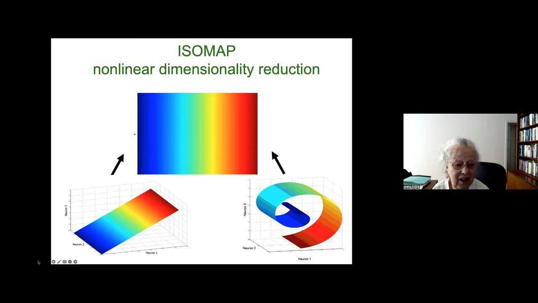And the way it works is like this. A linear method for dimensionality reduction puts a hyperplane in a neural space. And so this is the hyperplane. But Isomap allows me to take an object like this.